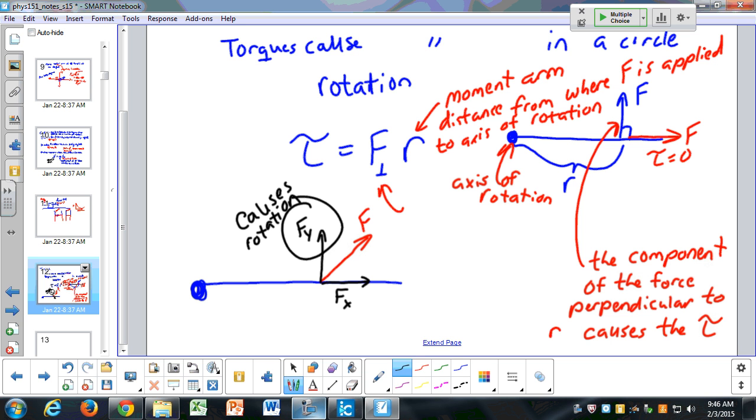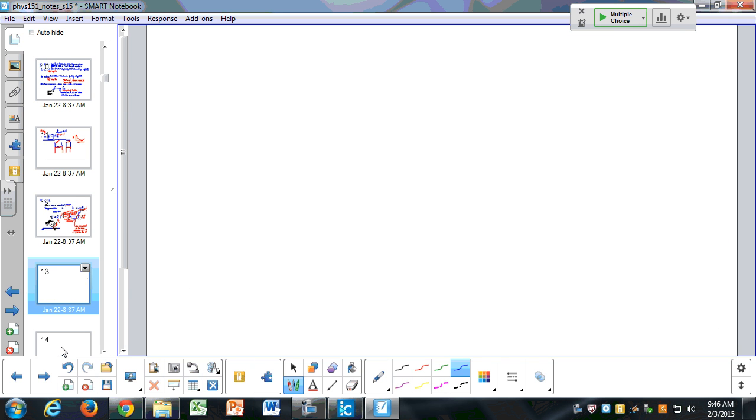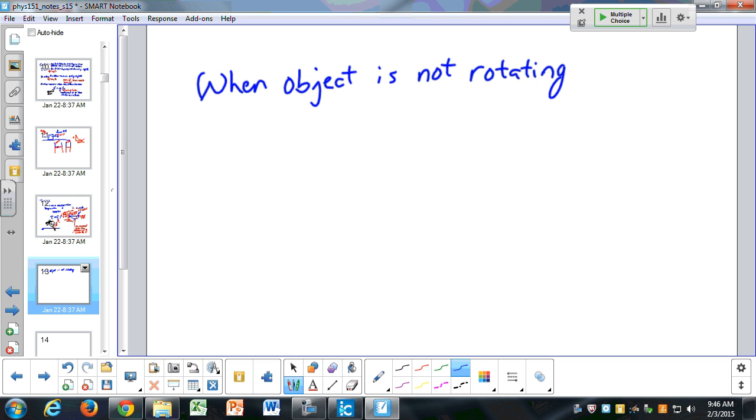Okay. One more thing. When the object is not rotating, the net torque equals 0. This is just like when we said objects don't accelerate, the net force is equal to 0. When objects are not rotating, the net torque is equal to 0.